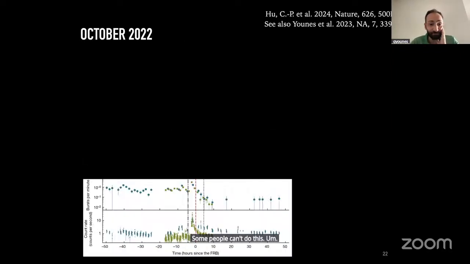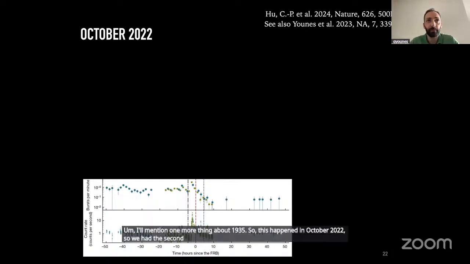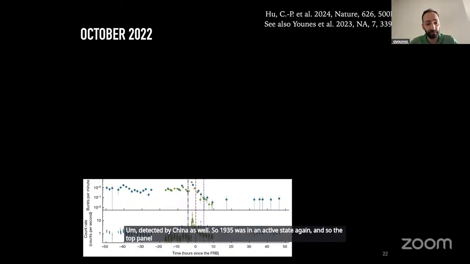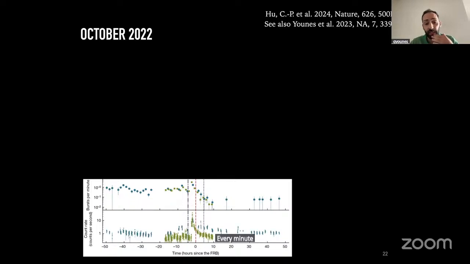Okay, so I'll mention one more thing about 1935. This happened in October 2022. So we had the second brightest radio burst, that would be the dashed line in red, basically at 0, detected by CHIME as well. So 1935 was in an active state again. And the top panel in what you're seeing here is basically the bursts per minute. So we're talking about a burst every minute on average for about 2+ days before the FRB was detected.